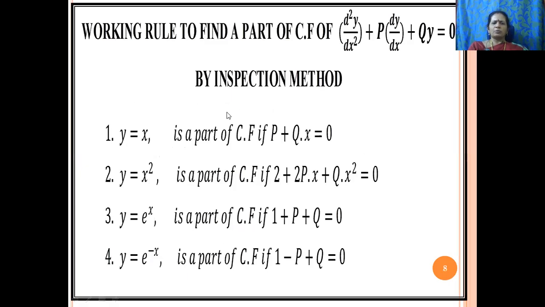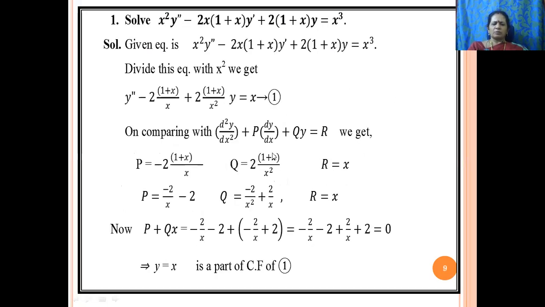Now the working rule by the inspection method to find the complementary function. Suppose if this equation is satisfied, then the complementary function is y is equal to x. If this is satisfied, then y is equal to x square. If this is satisfied, then y is equal to e power x. If this is satisfied, y is equal to e power minus x. Now coming to the problems.